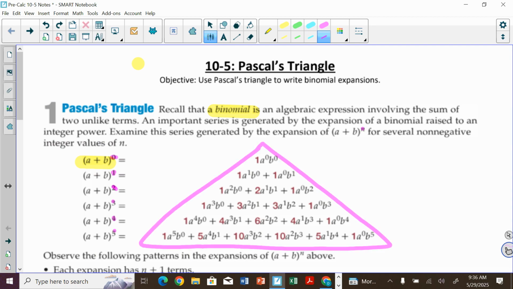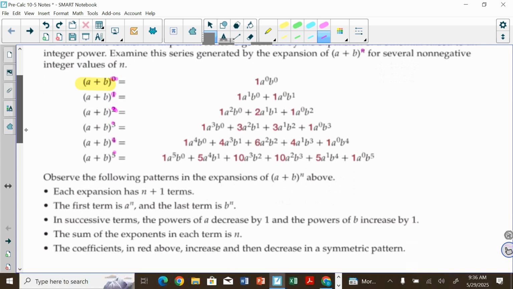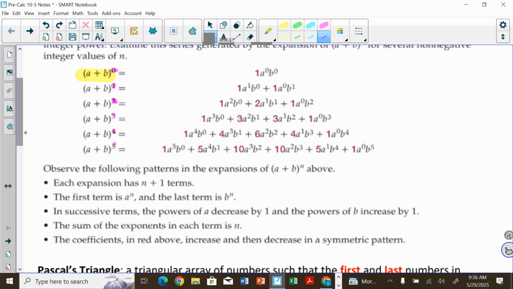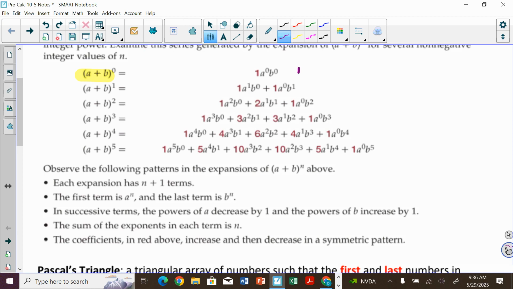Okay, so let's take a look at some of the things in this triangle, and we'll point them out from the triangle above. Each expansion has n plus 1 terms. When we go from the first expansion, we have 1 term, right? So this has 1 term, the next one has 2 terms, this one has 3 terms, this one has 4, 5, 6, and so on. So it's always going to have an extra term, okay?